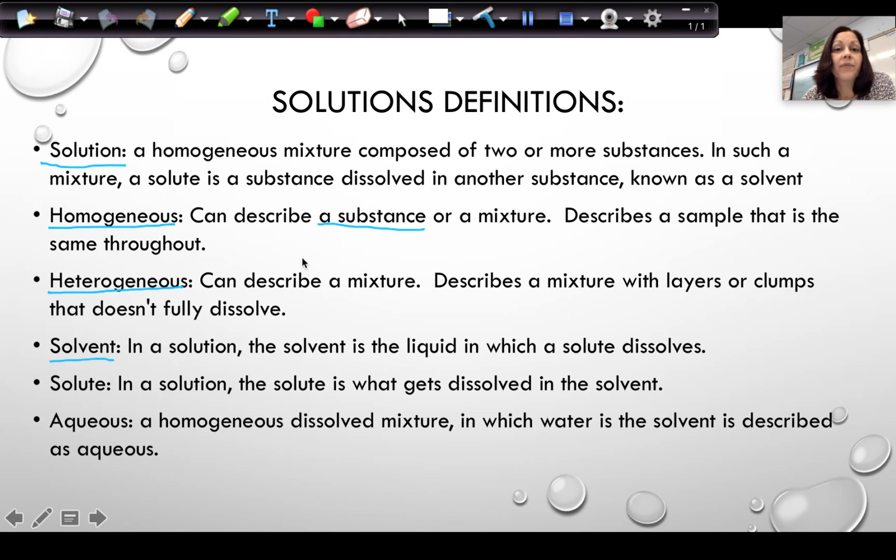The word solvent is a word that we use in solutions, and a solvent is the liquid in which a solute dissolves, or if it's two substances that are in the same phase, it's the one that we have more of. The word solute is what gets dissolved into the solvent. For our purposes, it's usually going to be the solid that goes into the water. The word aqueous, abbreviated AQ after a substance, tells us that this is a homogeneous dissolved mixture where the solvent is water.